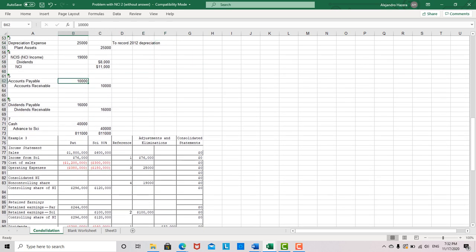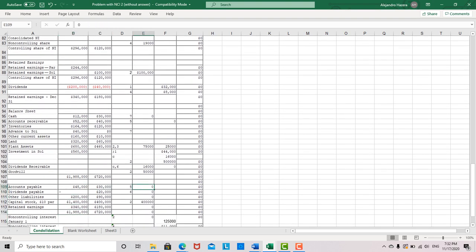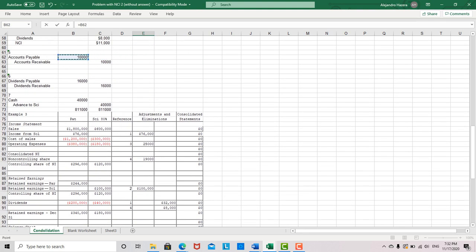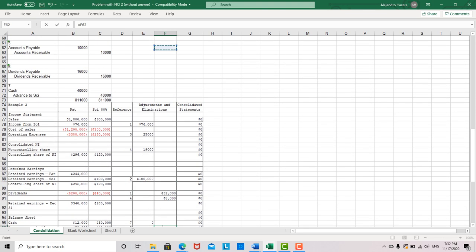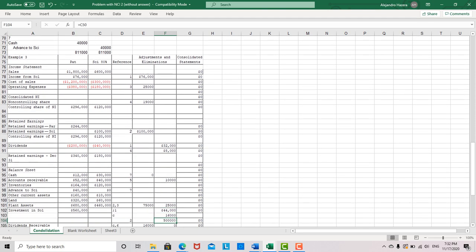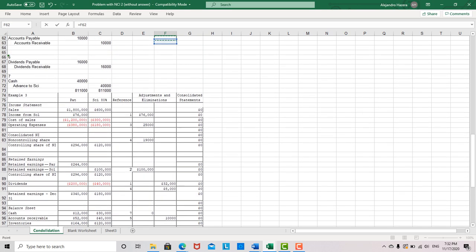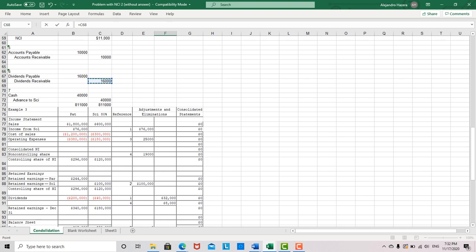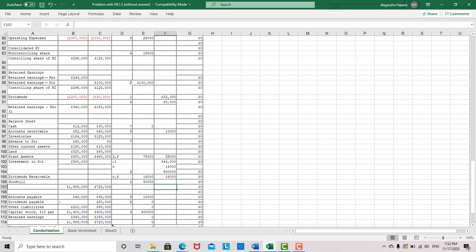So we finished the big 4, and the only thing we have left are these little dinky receivables and payables. So in entry number 5, we're going to debit accounts payable for $10,000 and credit accounts receivable for $10,000 right there. Dividends receivable, well, we actually established dividends receivable of 16, but we can't owe ourselves dividends, so we're going to credit dividends receivable for 16 and debit dividends payable for 16 also.